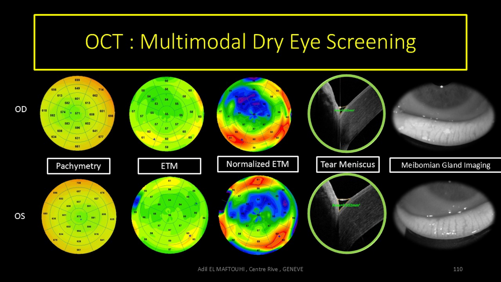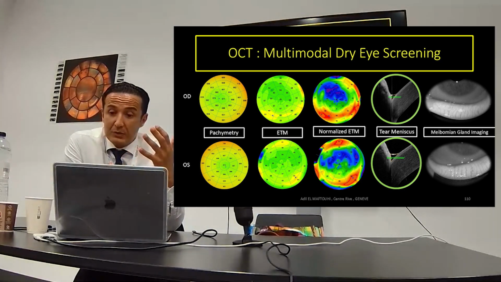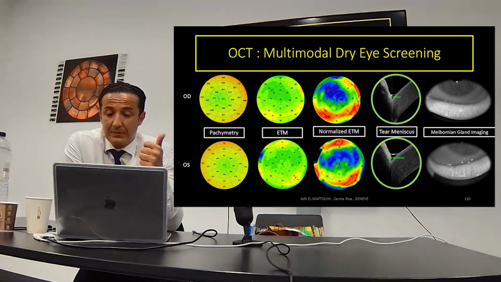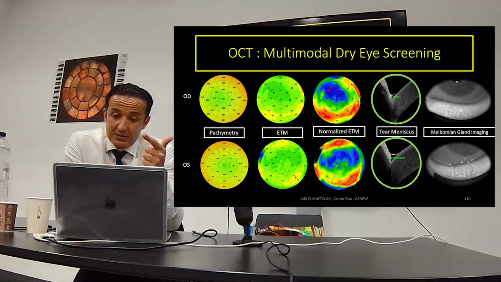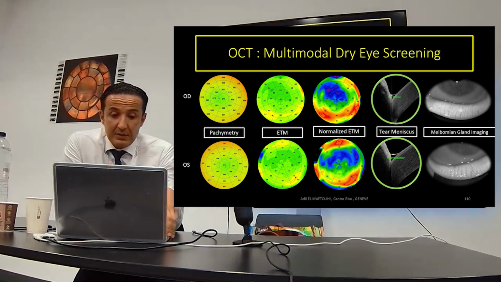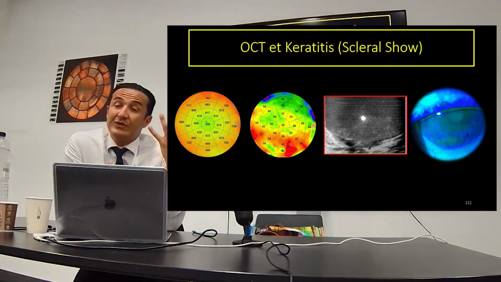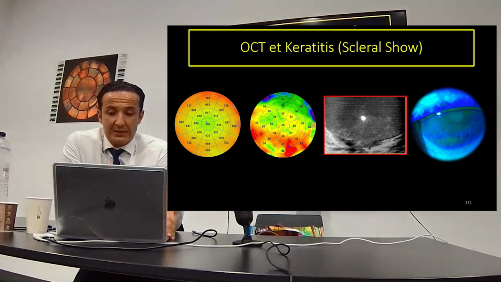So it makes sense that OCT may play an important role in multimodal dry eye screening, with epithelium mapping, the measure of the tear meniscus and meibomian gland imaging, and also with en face OCT. And look, in this case, we observe an important instability of the lipid component. This instability is more pronounced on the left side, and we observe also a more pronounced thinning of the epithelium on the left side. That's why we can talk about the multimodality approach also for the anterior segment.